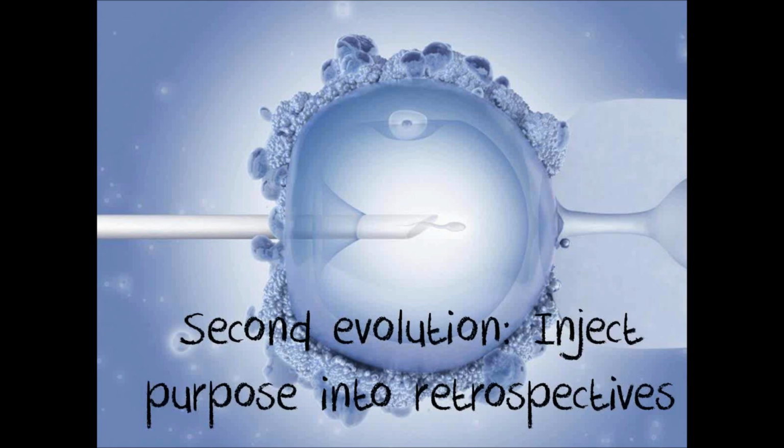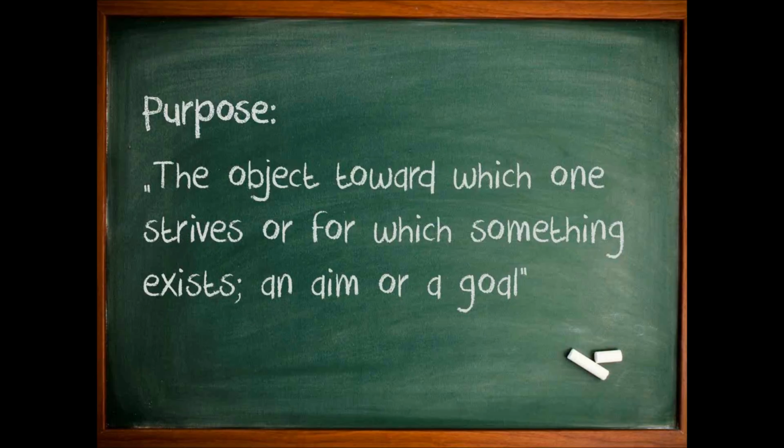And that kept me thinking and brought me to my second evolution, which is inject purpose into retrospectives. So I reworked my presentation, and as I was also talking about retrospectives at the Agile conference in Barcelona last year, I introduced this inject purpose into retrospectives. It really kept me thinking, and I really wanted to find out how you can possibly do it. What is purpose? When you look it up in Wikipedia, you find that purpose is the object toward which one strives or for which something exists, an aim or a goal.